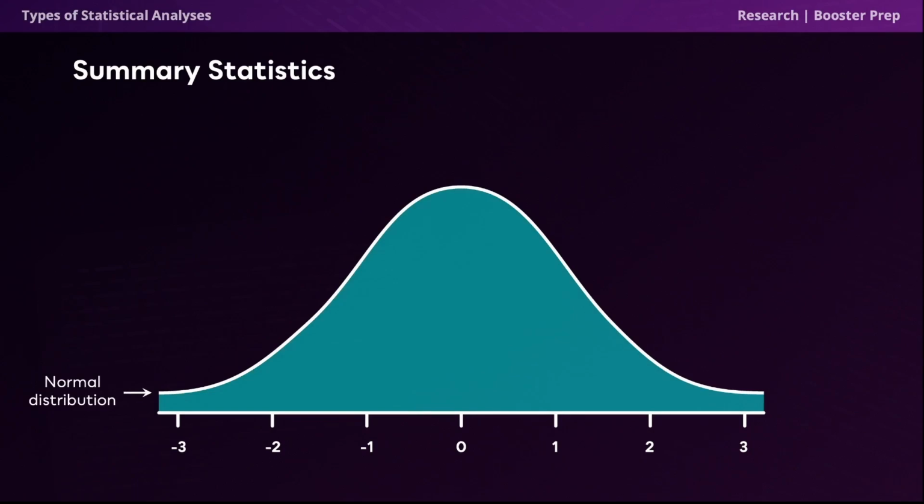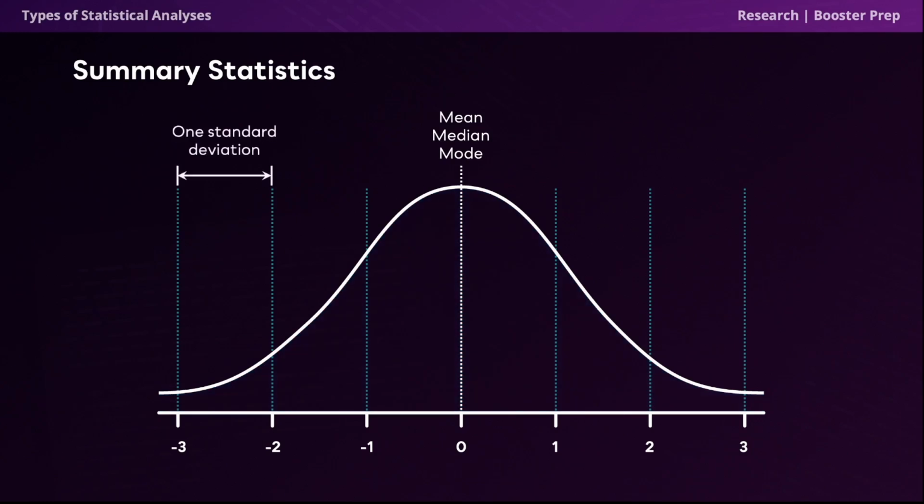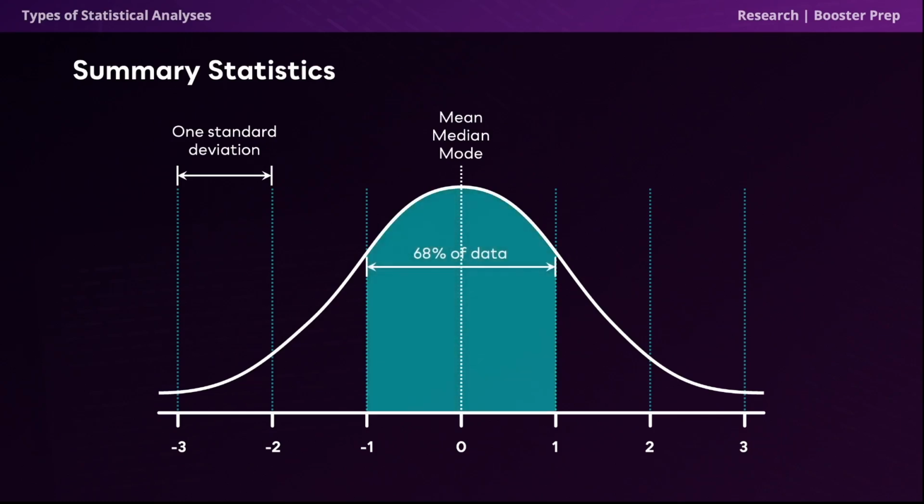The normal distribution is a pattern of data that fits many naturally occurring scenarios, such as the height and weight of adult humans. We can write down our measures of central tendency, which include the mean, median, and mode. As seen in our diagram, the distance between each dotted line represents one standard deviation. The important thing for you to know is that 68% of data lies within one standard deviation of the mean.